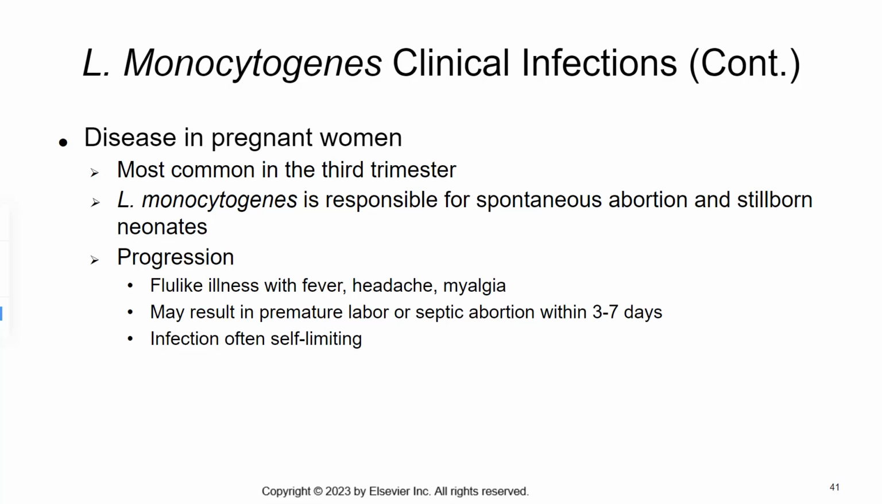In pregnant women, it's most common in the 3rd trimester. L. monocytogenes is responsible for spontaneous abortion and stillborn neonates. Progression is a flu-like illness with fever, headache, and myalgia. It may result in premature labor or septic abortion within 3 to 7 days. Infection is often self-limiting.